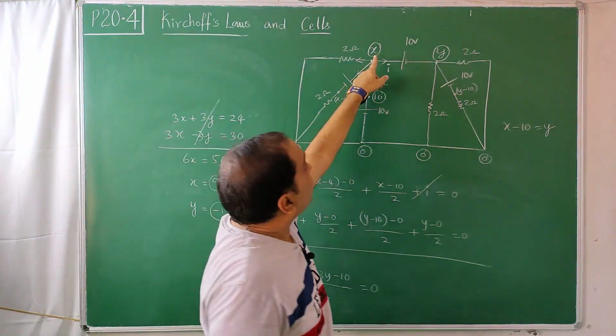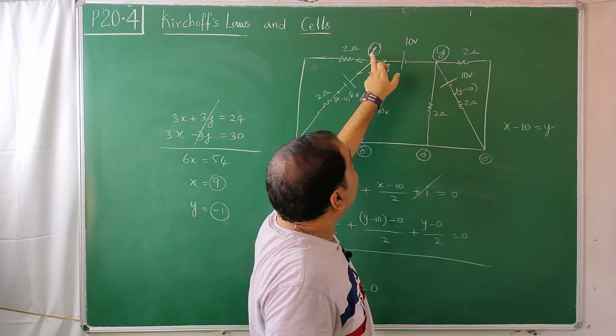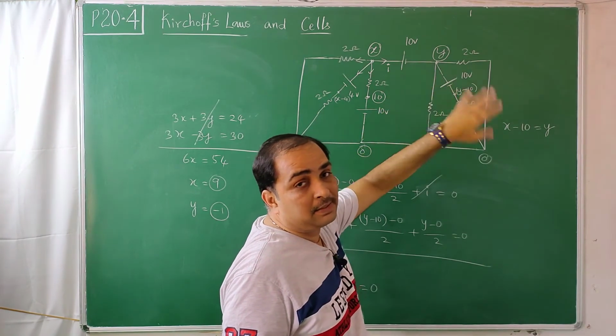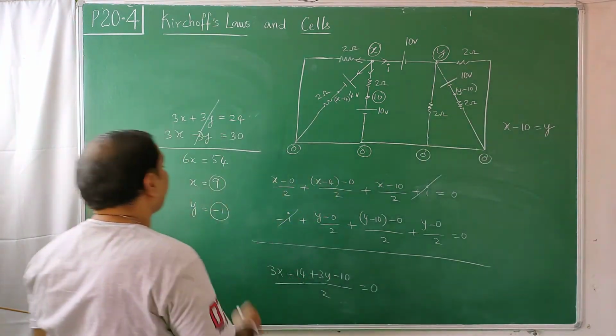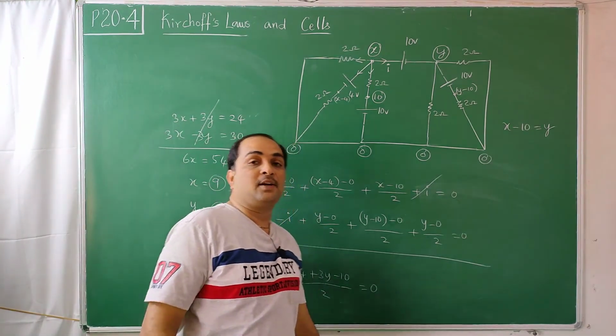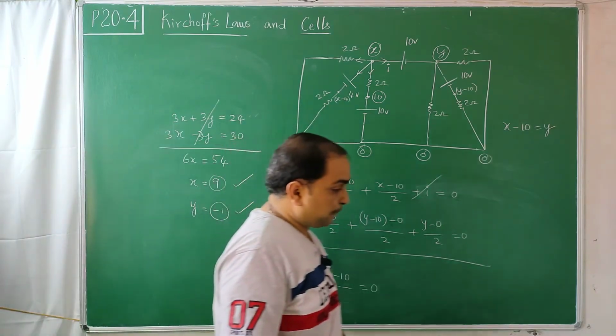Now you know x is 9, y is minus 1. Is it fitting or not? You see, from 9 you have to drop 10. 9 minus 10 should be minus 1, right? It's fitting. So our calculation is correct. You don't need to recheck the back side of the textbook answer and all. It's already done. Now you need to find currents.